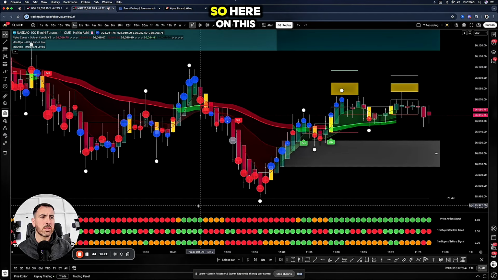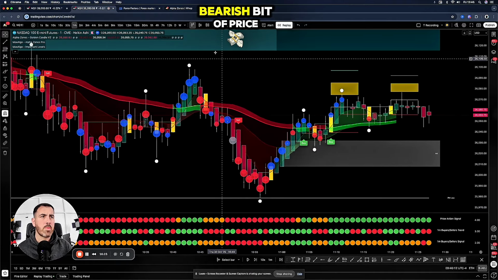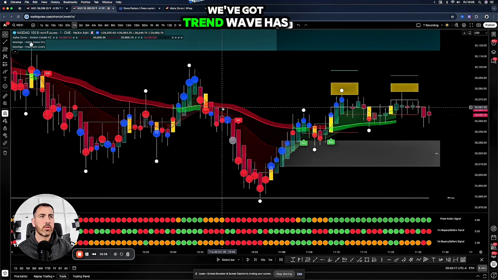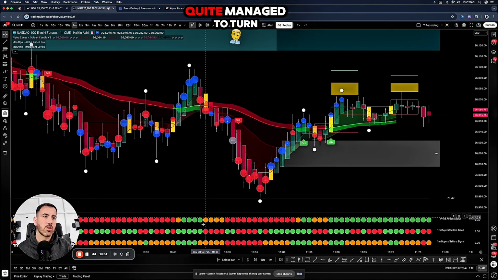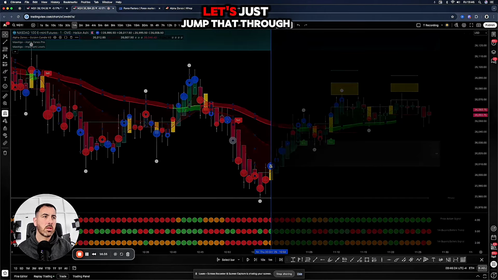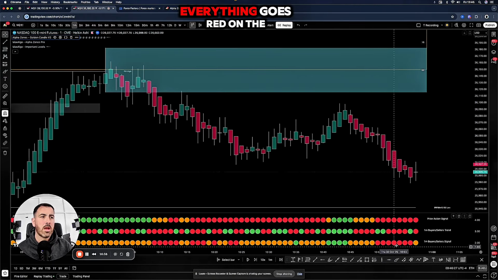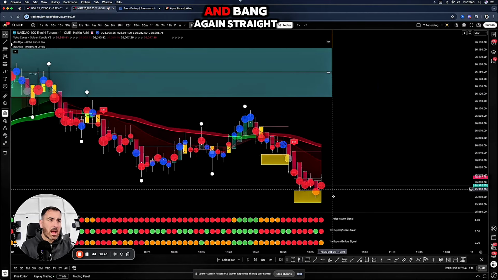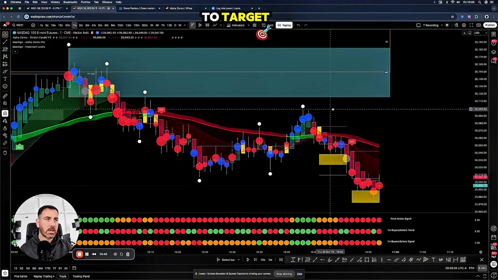Okay, perfect. So here on this bearish bit of price action, we have a golden candle and the traffic lights don't align. We've got trend wave has just turned, so that just hasn't quite managed to turn it yet. We have a sell signal, and at the point of the sell signal, let's just jump that through. Everything goes red on the traffic lights. We're under the 4 hour, we're under the daily, and bang, again, straight to target.